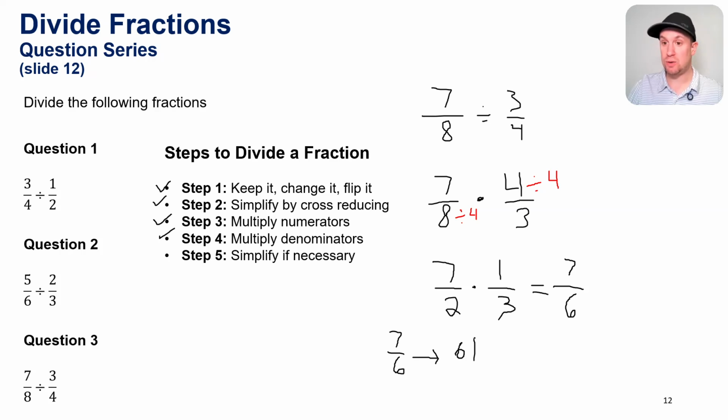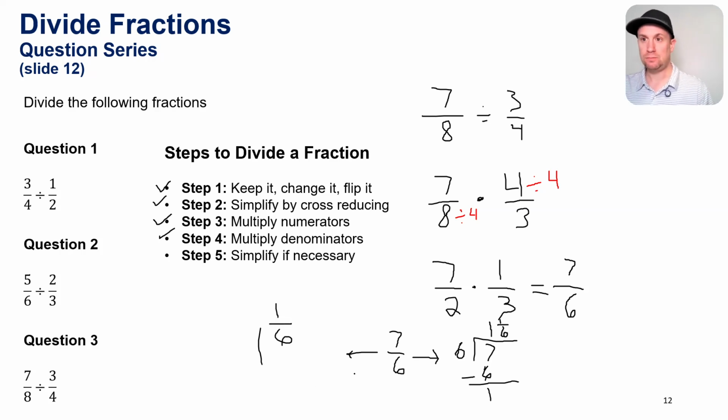And I can convert to a mixed fraction by asking myself, how many times can I divide 6 into 7? That's one time. 1 times 6 is 6. 7 minus 6 is 1. The 1 is the remainder. That becomes the new numerator, and 6 stays the denominator. So this kind of got scrunched. So just to make sure that you know what this is, 7 over 6 becomes 1 and 1/6 in terms of a mixed fraction here. Okay, so that's question 3.